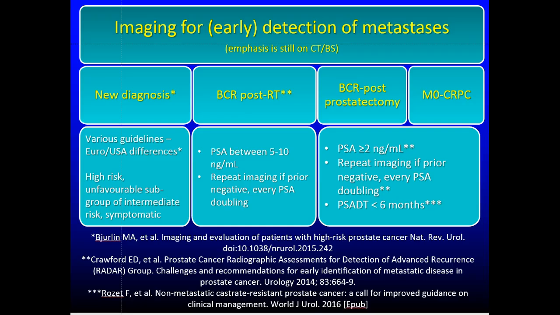So what do the guidelines say? Well, the guidelines have still not caught up. All of them still emphasize the use of CT and bone scans, no matter where the patient is on their pathway: new diagnosis, biochemical recurrence, or when there is CRPC, M0 CRPC. This is going to have to change.